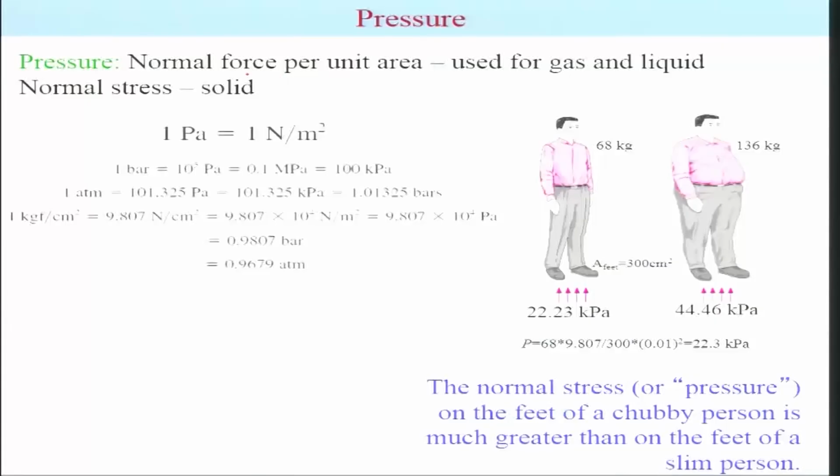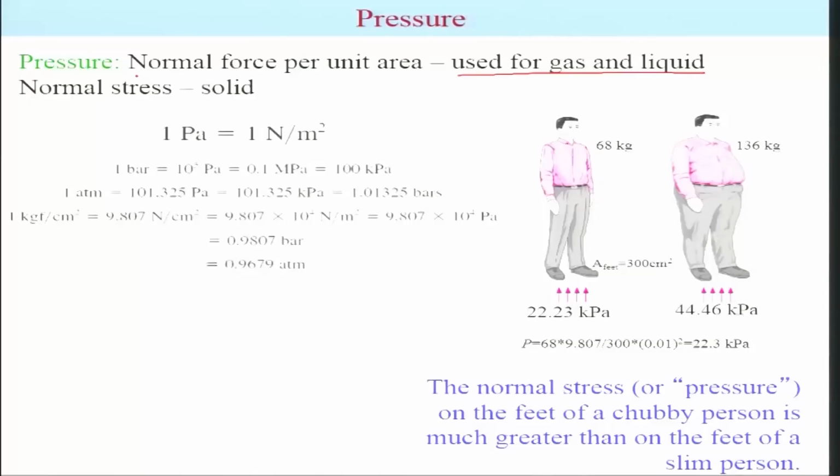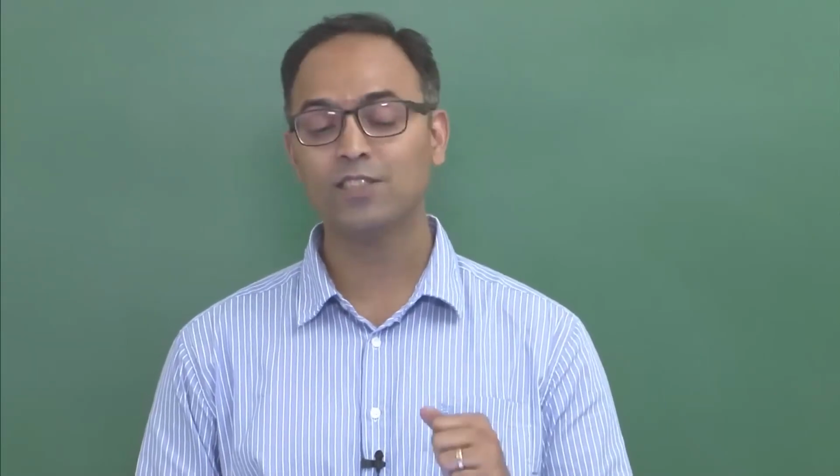It's a simple definition: it's the normal force per unit area. It's commonly used for gas and liquid. For the case of solid, we use stress. Now, is pressure a scalar or a vector? We will say pressure is a scalar for the simple reason that you have already taken the directional force. You're saying normal or tangential, so the direction is already incorporated. On the other hand, stress is not; stress turns out to be a tensorial quantity.